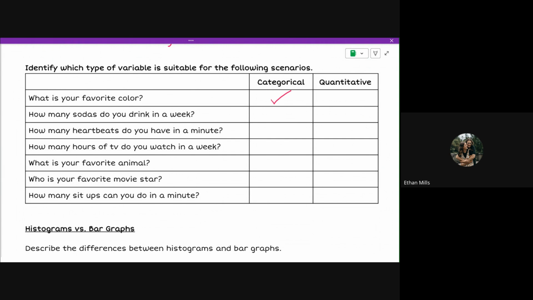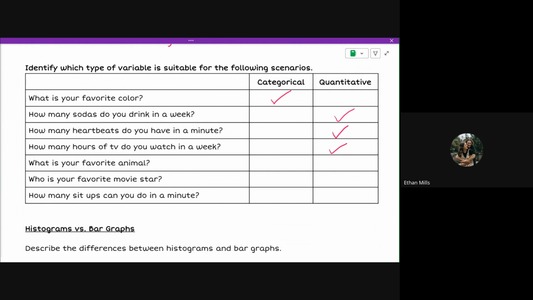The next question says, how many sodas do you drink in a week? It doesn't ask what kind of sodas do you drink in a week, or do you like to drink sodas in the week. It says how many. In other words, it's looking for a number, which means it is quantitative. The next one also says how many heartbeats do you have in a minute? Well, I would have to count how many heartbeats I had in a minute, and I count using numbers. So therefore, quantitative. Then it says, how many hours of TV do you watch in a week? Again, it's asking for a number of hours, so therefore it is quantitative.